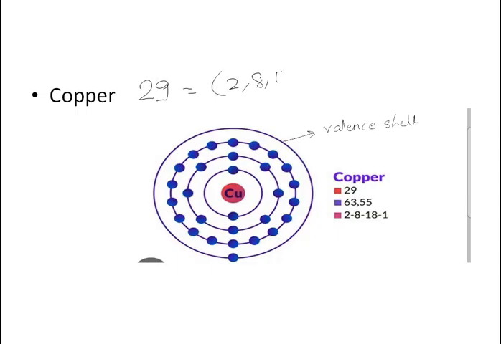So the electrons are arranged as 2, 8, 18 and the remaining is 1. So in the first orbit there will be 2 electrons, you can see over here. In the next orbit there will be 8 electrons. In the next orbit there will be 18, and this is the last orbit, that is called the valence shell.